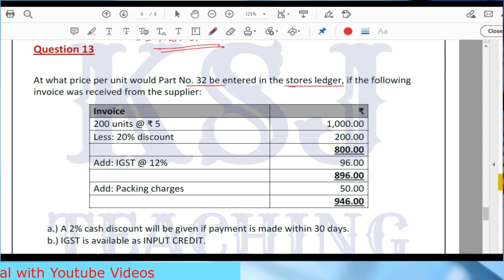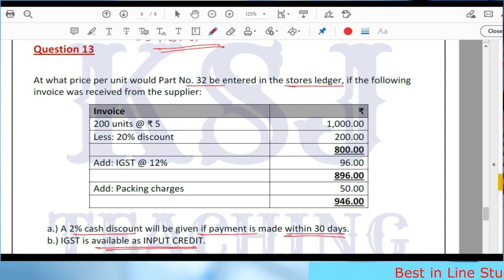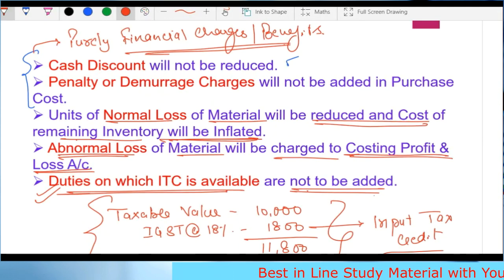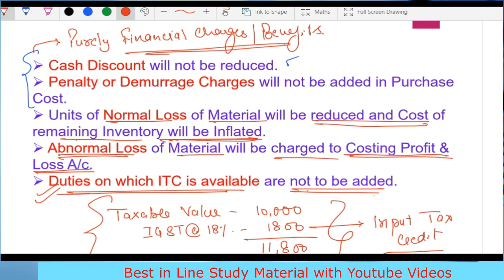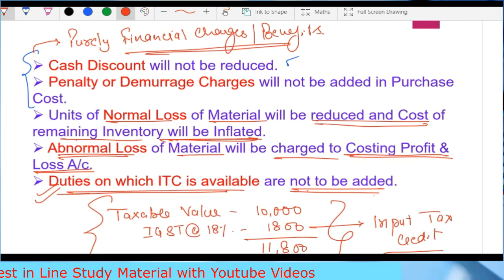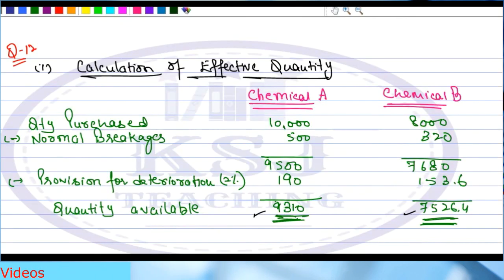And further it says a 2% cash discount will be given if the payment is made within 30 days. IGST is available as input credit. Right? I told you 2 points here. Number 1, cash discount will not be taken. It is a purely financial decision, so it will not be considered.